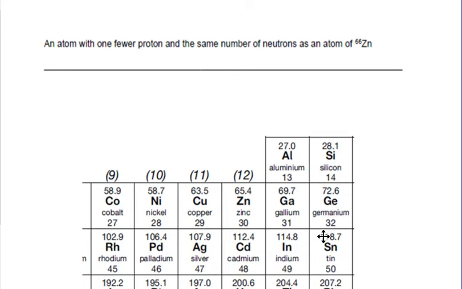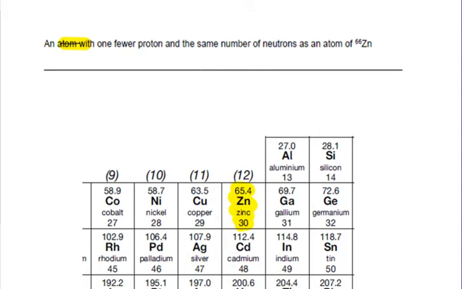So the first question we're going to have a look at is, how could you come up with the symbol for an atom? So we're going to think carefully about the question. An atom with one fewer proton and the same number of neutrons as an atom of zinc 66. So the first thing we're going to do is find zinc on our periodic table.